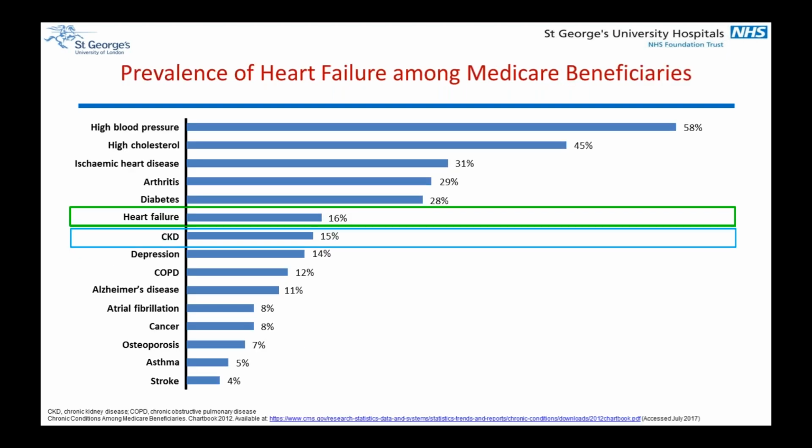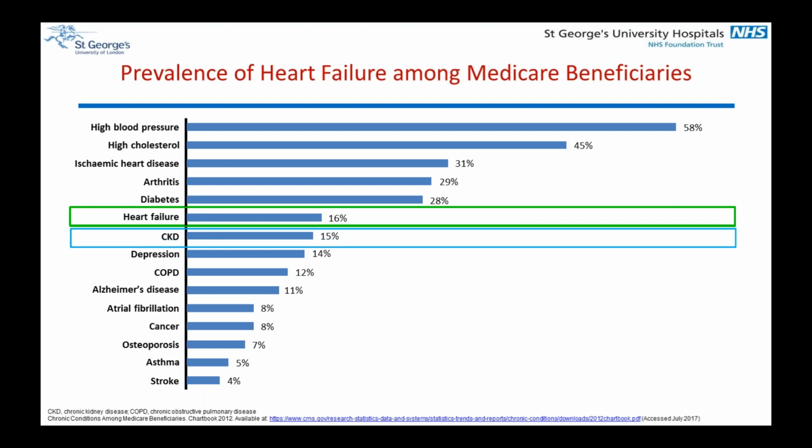Keeping those two patients in mind, how common are these problems? Now, they are quite common, and this is data that I have borrowed from the CDC, looking at the chronic conditions among Medicare beneficiaries. And you can see that heart failure and chronic kidney disease, right in the middle, are quite common in this population of over 65s in the United States. And so a combination of heart failure with chronic kidney disease is also quite common.